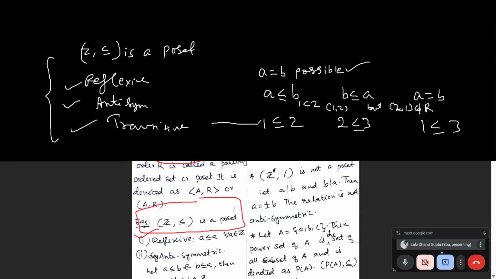Yes, this is for transitive. 1 is related with 2, 2 is related with 3. Then 1 must be related with 3. Right?